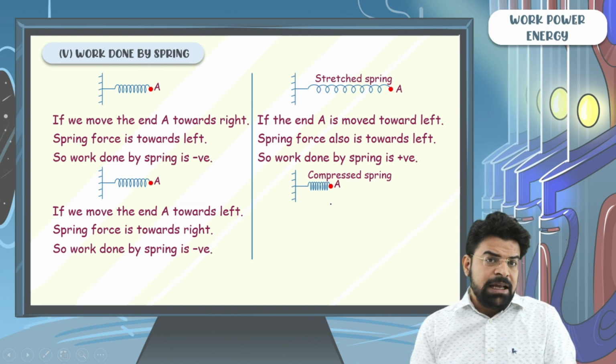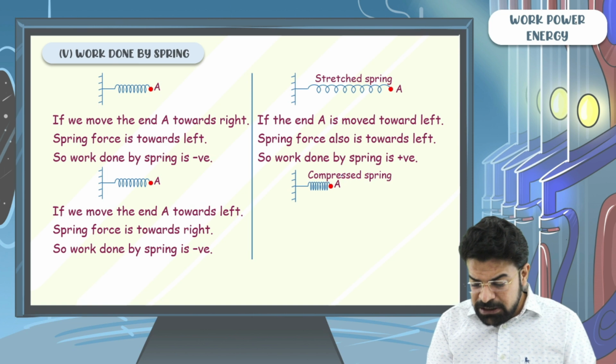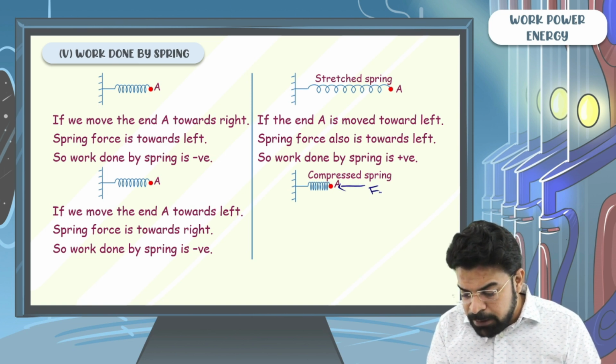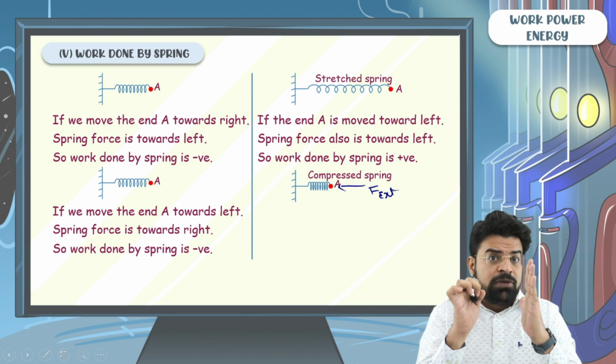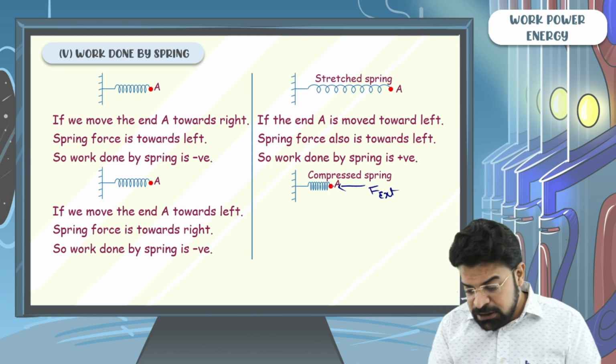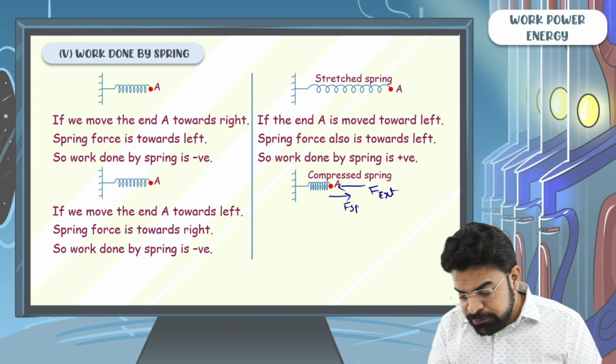So if you already have a compressed spring, it means that some external agent must be applying a force towards left. So if some external agent is applying a force towards left on this compressed spring, the spring must be applying a force towards right.